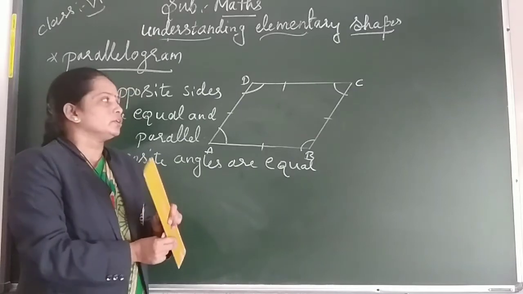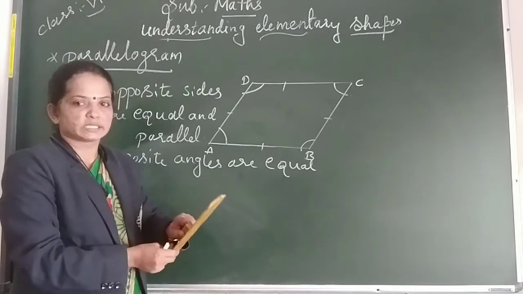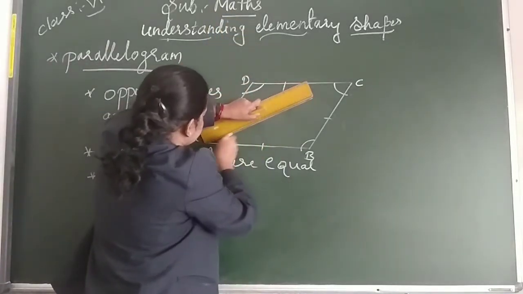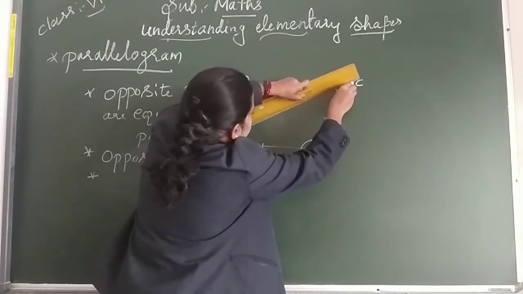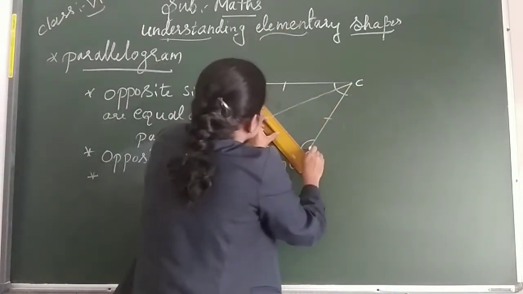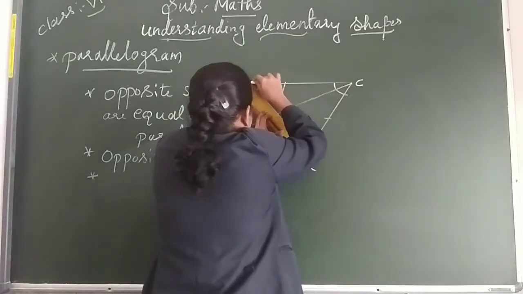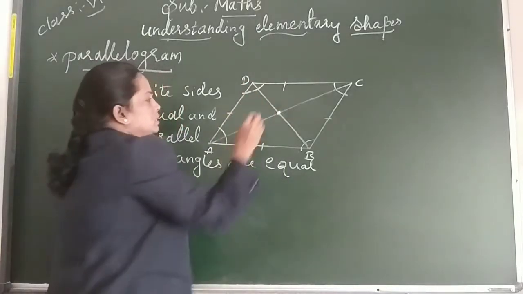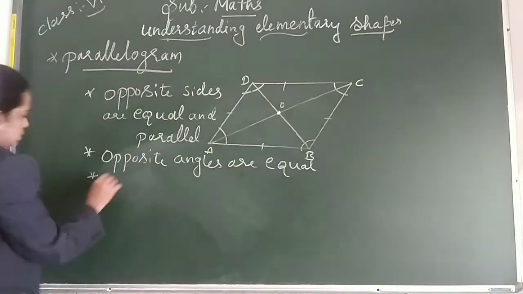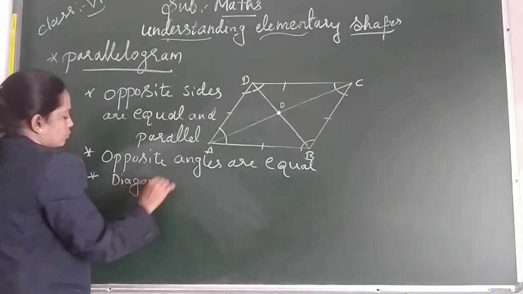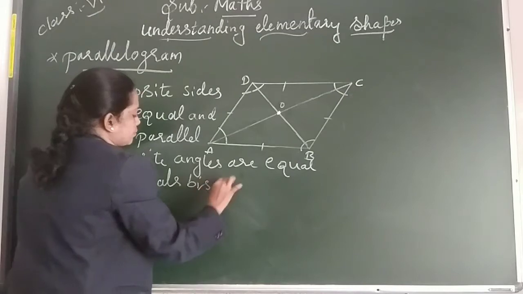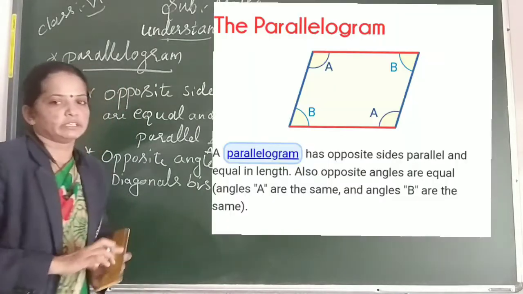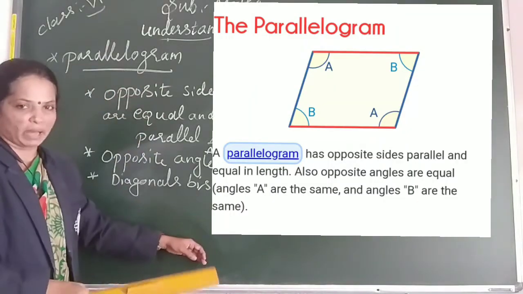What do you mean by diagonal? If you join the opposite vertices, it is called a diagonal. If I join A and C, AC is a diagonal, and if you join B and D, BD is a diagonal. These two diagonals bisect each other at the point O. So this is about parallelogram.